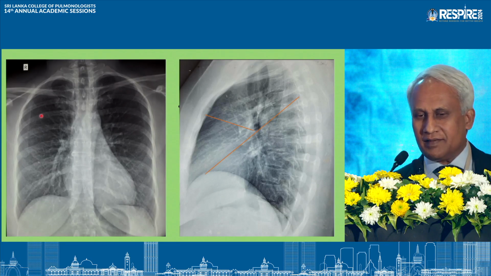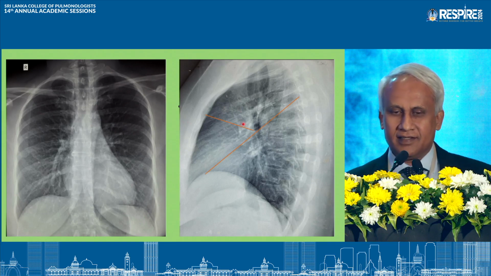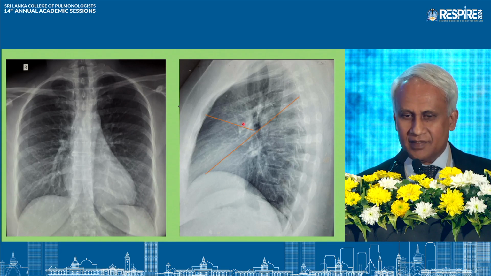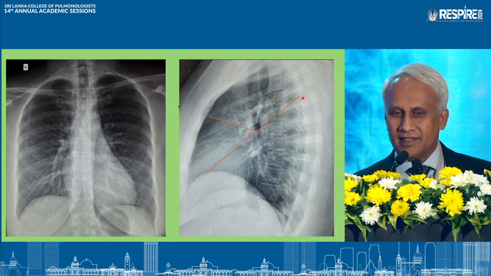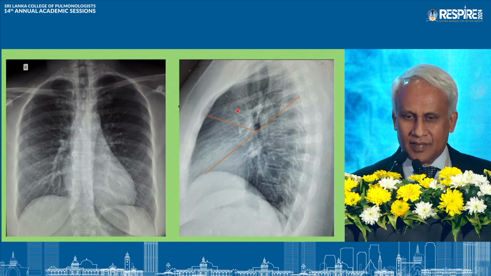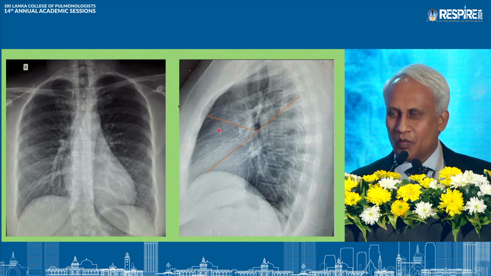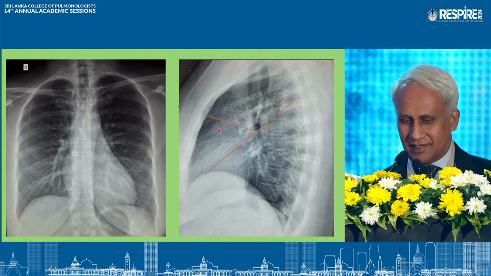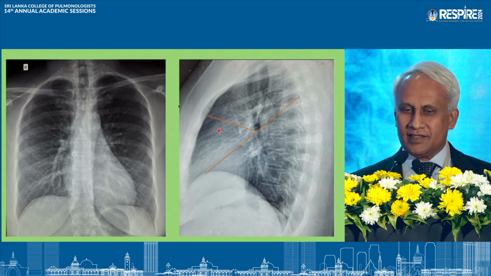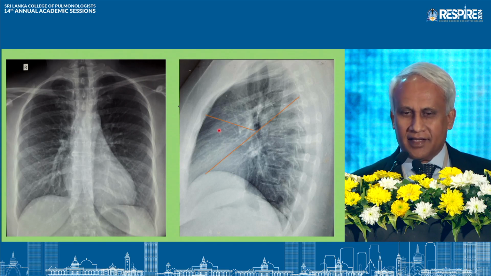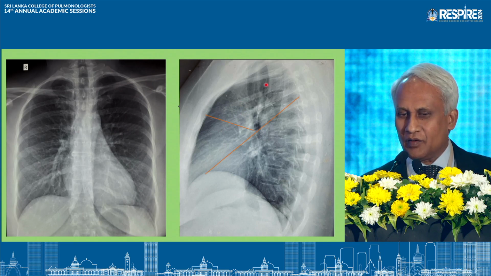Now if you look at the lateral X-ray here, in the right side, you will see the oblique fissure like this, and the transverse fissure like this. And you can see the middle lobe here, which is touching the right heart border, and then the right upper lobe here, and the lower lobe there.